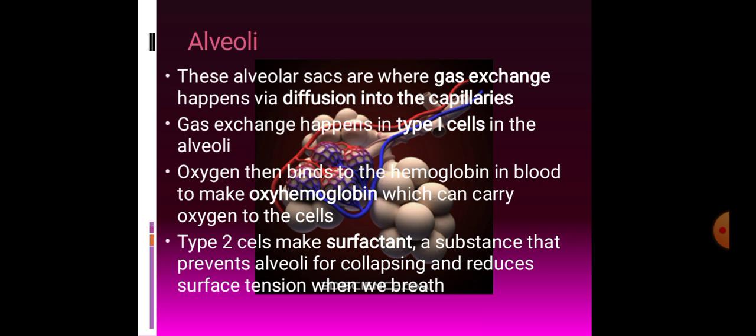The alveoli air sacs are responsible for the gas exchange via diffusion into the capillaries. The gas exchange happens in two types of cells. The type 1 cells in the alveoli are where oxygen binds with the hemoglobin in the blood to make oxyhemoglobin, which can carry the oxygen to the cells. Then type 2 cells make the surfactant. A surfactant is a substance that prevents the alveoli from collapsing and reduces the surface tension when we breathe. These are the main functions of the alveoli.